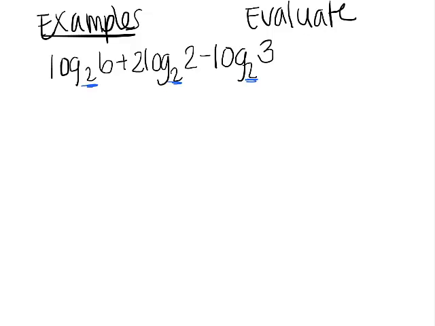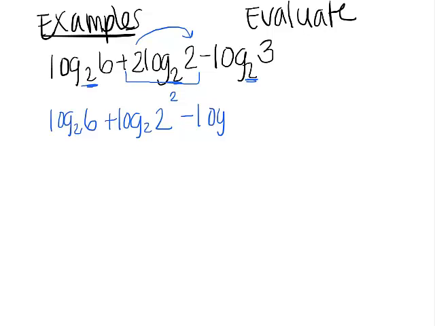Okay? So the first property we'll use, let's use the power property here. So we'll get log base 2 of 6 plus log base 2 of 2 squared, right? So this 2 became the exponent here, minus log base 2 of 3. Okay? Now remember that according to our properties, when logs are being added together, we use multiplication, and when they're being subtracted, we use division.